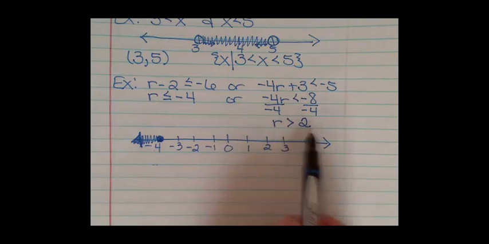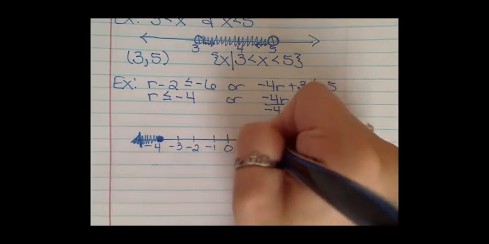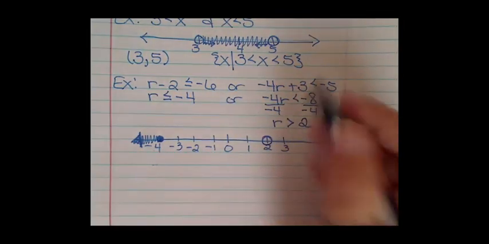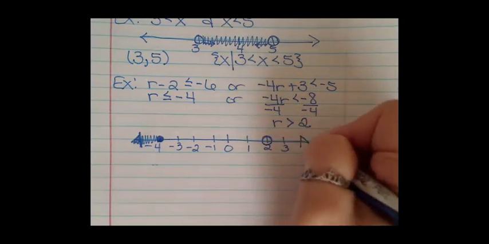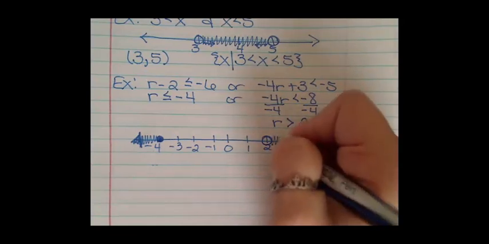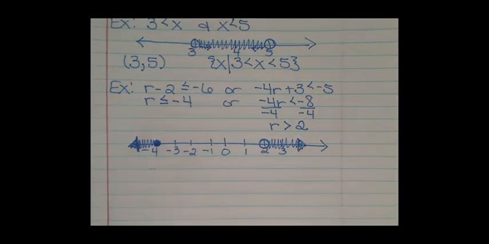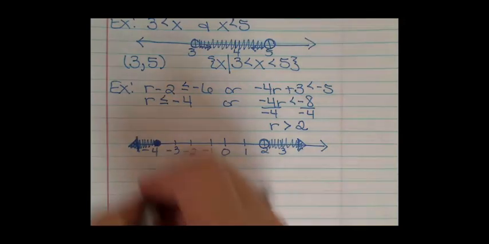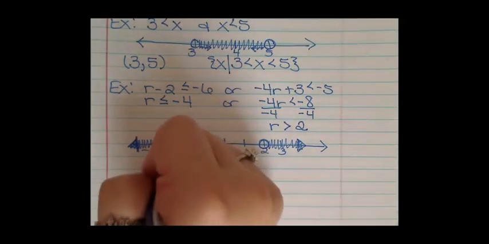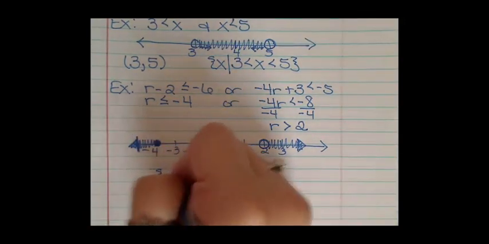So how do we write this as a set builder? Let's do set builder first. If we're going to do set builder notation, that means we have r such that, and then usually we would just write this in, and that's really all you're going to do. You're going to say r is less than or equal to negative 4, or r is greater than 2. And that's how you would do a set builder for that case.